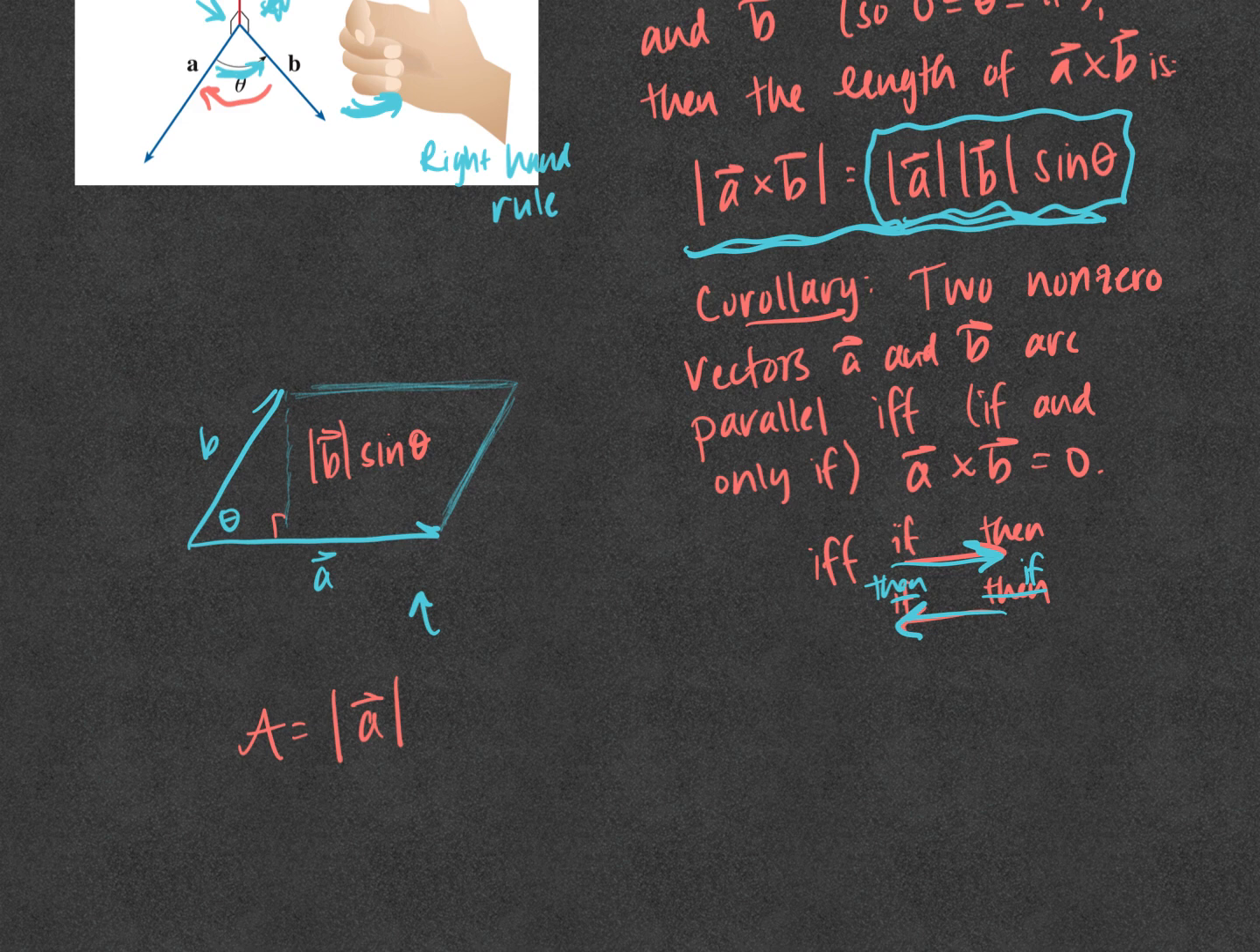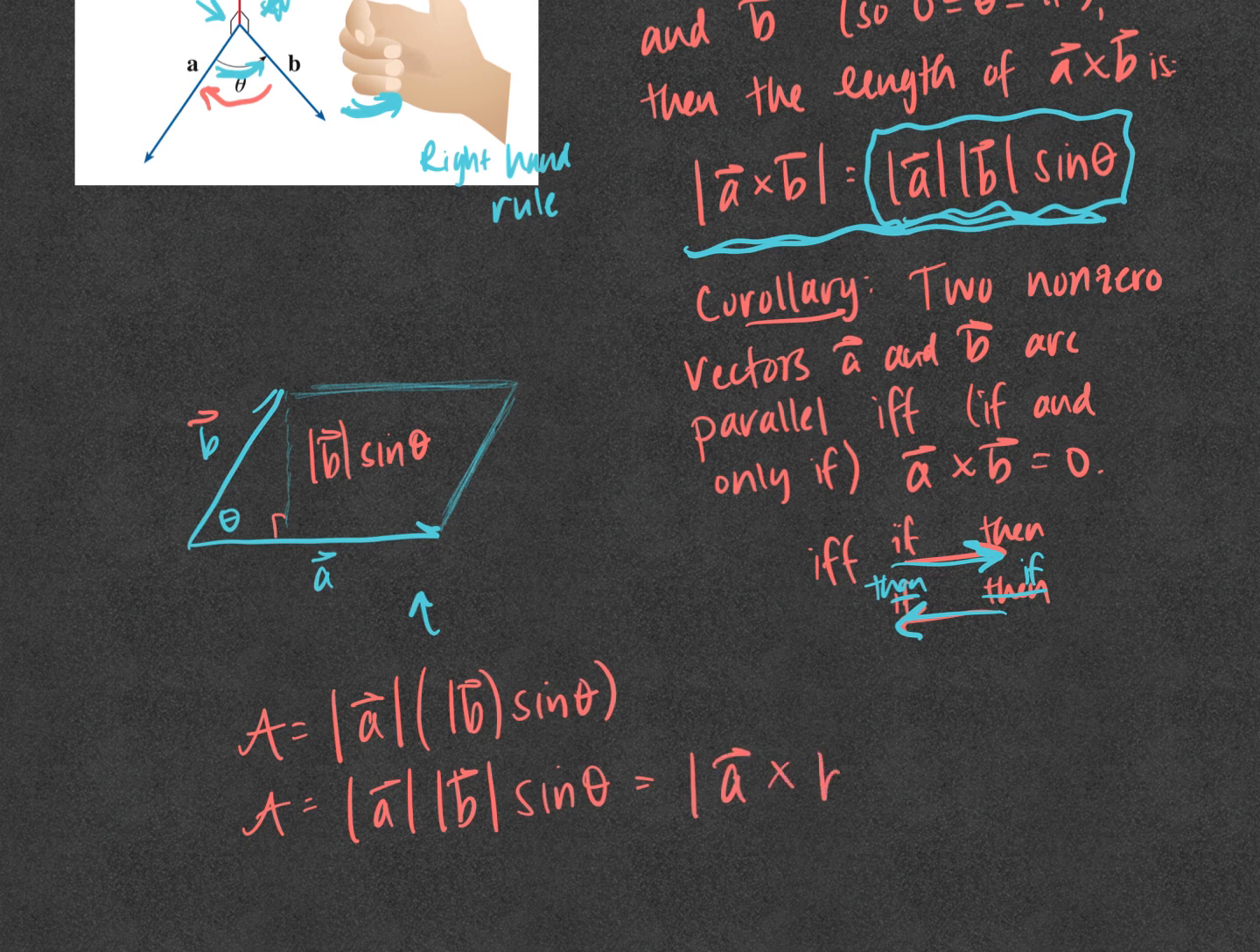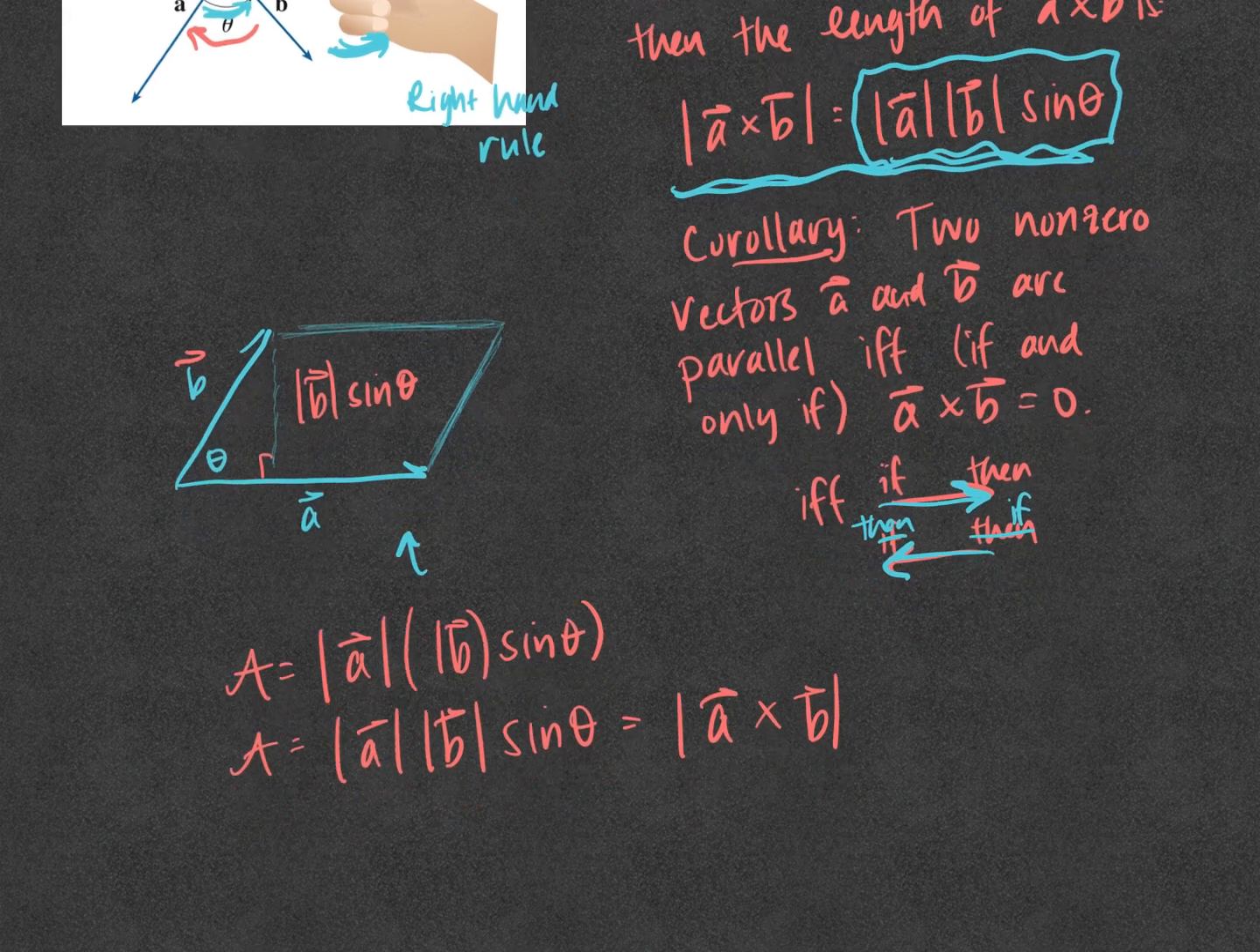That length is the length of B times the sine of theta. Oh, there should be a vector notation there. So we're going to say the base is the length of A, and the height is the length of B times sine of theta. So our area of a parallelogram can be found two ways. We can say the length of A times the length of B times sine of theta, or we can use our definition and say that's the length of A cross B. So both of those work and help us find the area of a parallelogram.